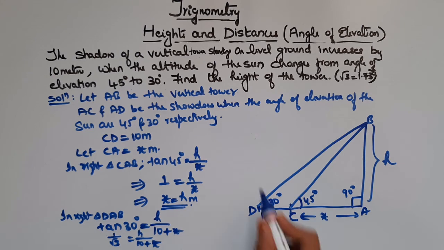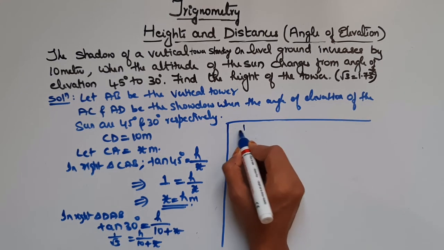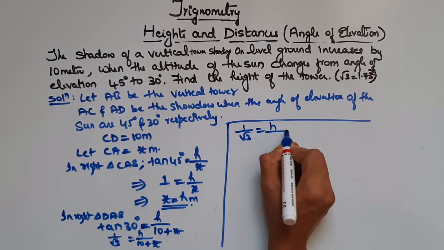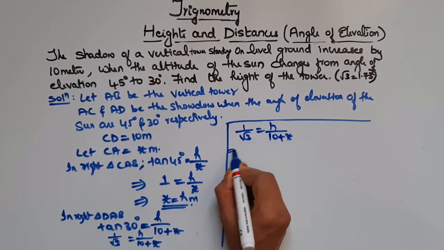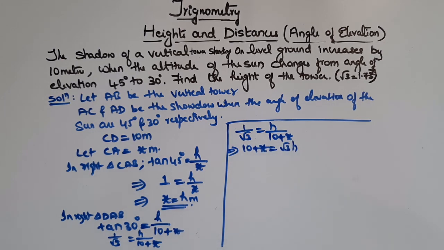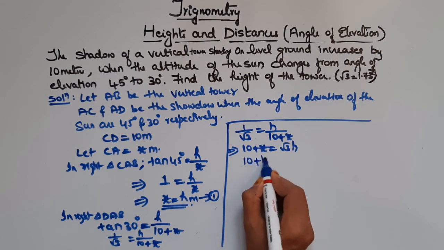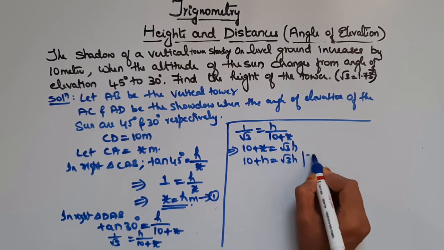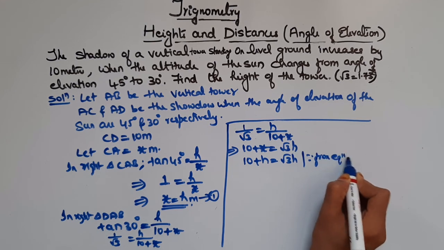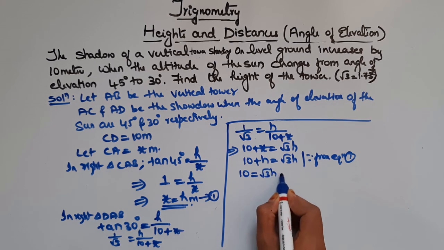Let me erase this part and continue here, but before that pause the video and note this down. So now we have 1 by root 3 is equal to h by 10 plus x, which implies 10 plus x is equal to root 3 into h, right? So we know x is equal to h meters. Let's take this equation as 1. So now let's substitute x is equal to h. So 10 plus h is equal to root 3 h, since from equation 1, right? So 10 is equal to root 3 h minus h, right?